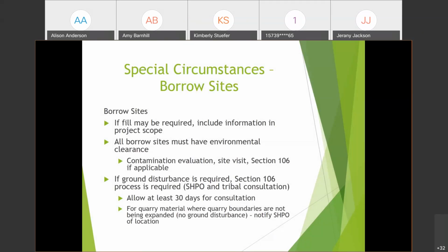If ground disturbance is required, Section 106 is required. So SHPO and tribal consultation would need to take place. So there would need to be a 30-day elapse period for the consultation with this. If there was quarry material where the quarry is not being expanded, where there's no ground disturbance, SHPO should still be notified.